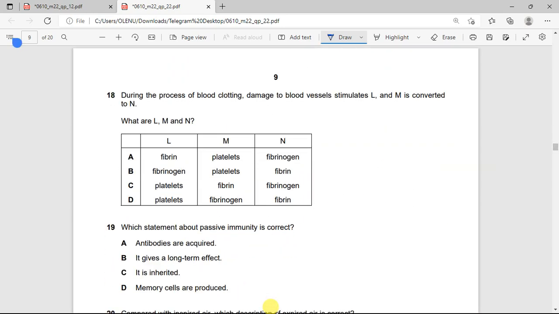During the process of blood clotting, damage to blood vessels stimulates L, and M is converted to N. I know M is fibrinogen. Fibrinogen is converted to fibrin, which is insoluble. So L is a platelet. The answer is D.